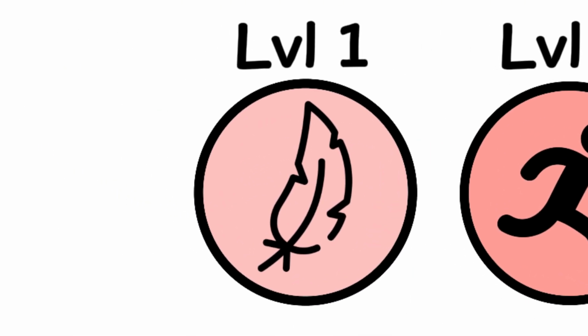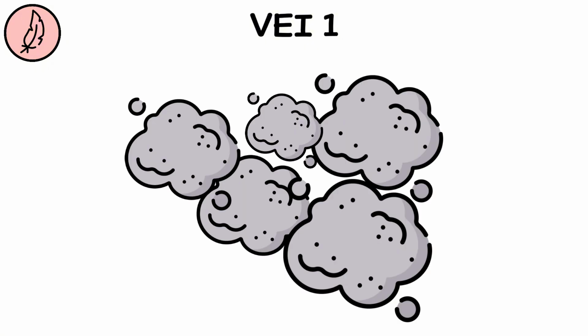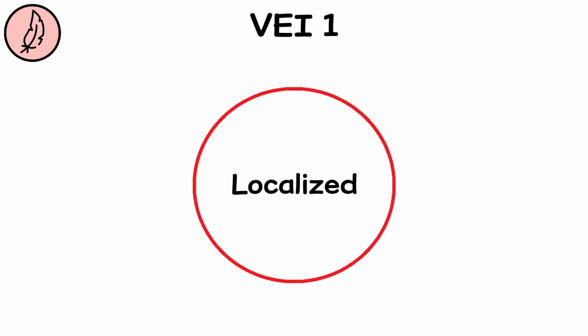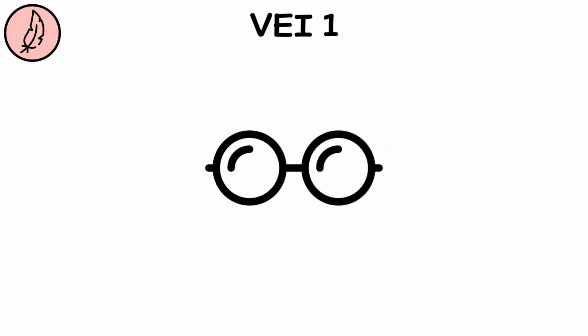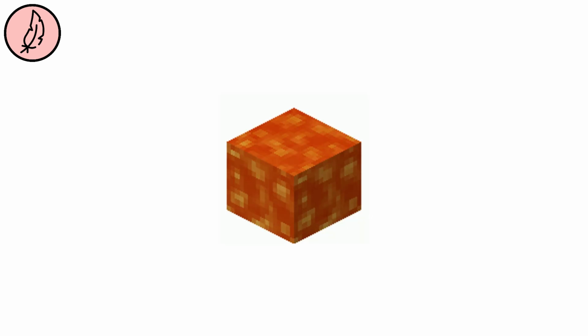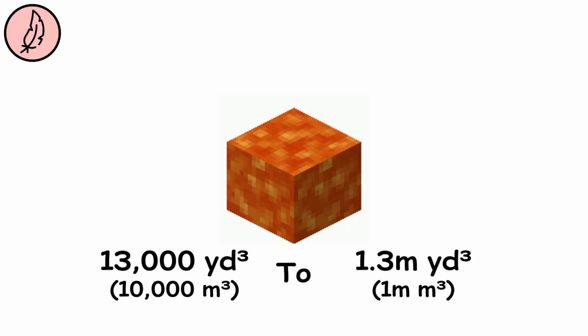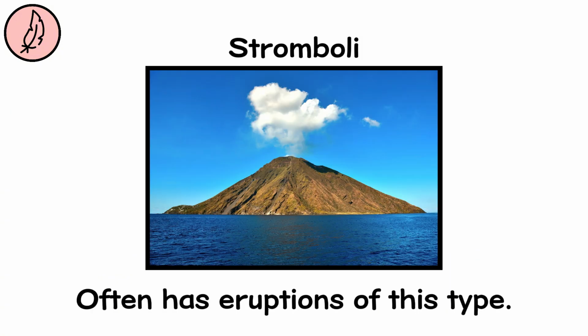Level 1. Gentle eruption. VEI-1 eruptions are mildly explosive. They can produce small ash clouds and occasional lava fountains, but their impact is usually localized. These eruptions may form small volcanic cones and can be more of a visual spectacle than a danger. Ash columns typically reach heights of up to 3,300 feet, and the volume of ejected material ranges from 13,000 to 1.3 million cubic yards. Stromboli, in Italy, often has eruptions of this type.